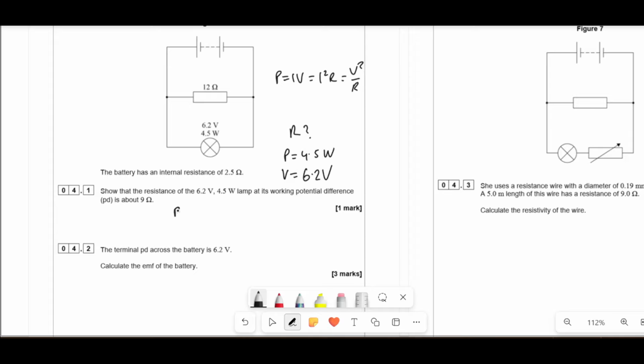So if P equals V squared over R, then R would just equal V squared over P, which would be 6.2 squared over its power, 4.5 watts, which is 8.54, or roughly 8.5, sticking to the same number of significant figures as in the question, ohms. Next it says, the terminal PD across this battery is 6.2 volts. Calculate the EMF of the battery.